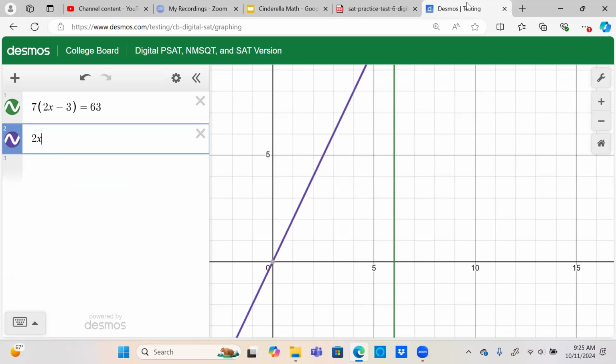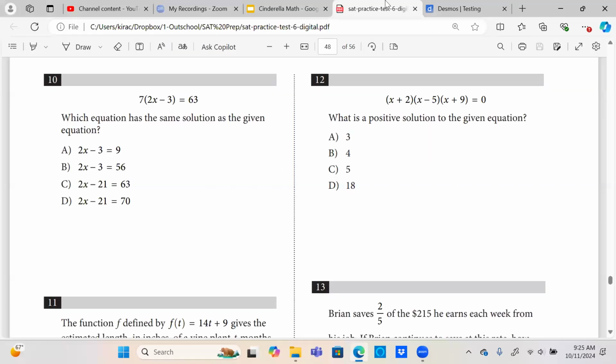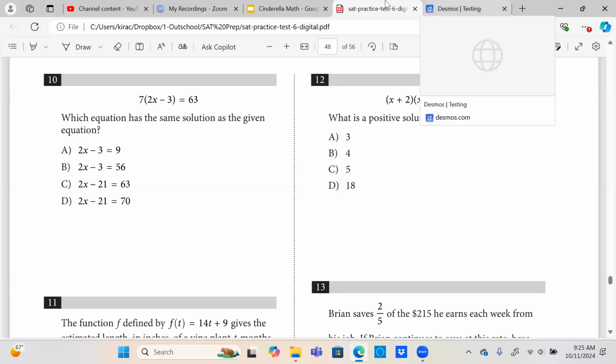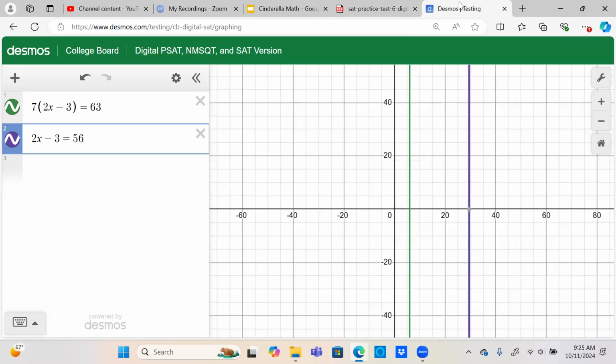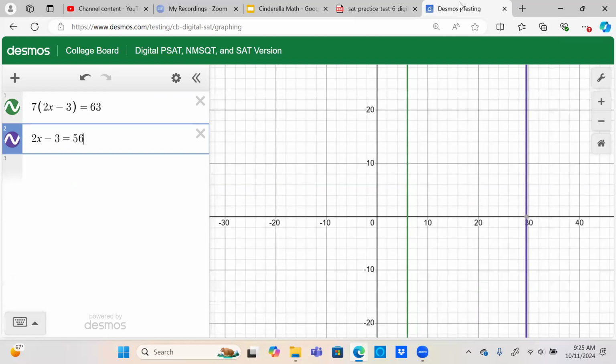So choice A was 2x minus 3 equals 9. And you can see that's the same. So that's why A is correct. If you did B, just to see that that's not correct, 2x minus 3 equals 56, you can see that that line did not hit on top. So B is incorrect. So again, I don't know if this is really worth your time, but I wanted to show just in case.